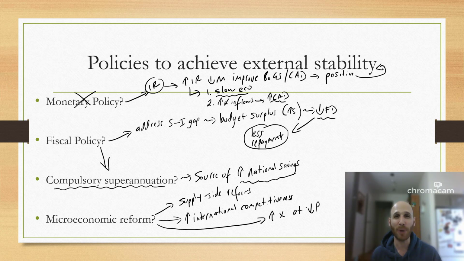So if we're looking at the policies to achieve external stability, know that monetary policy is an option but is not typically used. Fiscal policy, building up national savings to reduce the reliance on foreign debt, indeed foreign equity, is also an option. And then compulsory superannuation as part of fiscal policy, and then microeconomic reform, making Australia's export industries more internationally competitive.